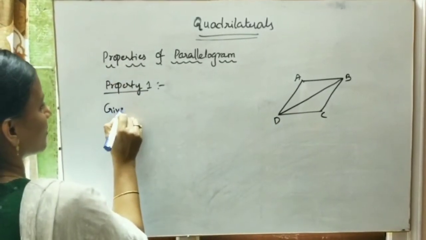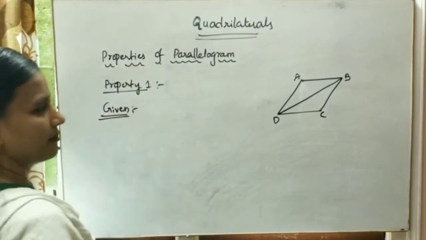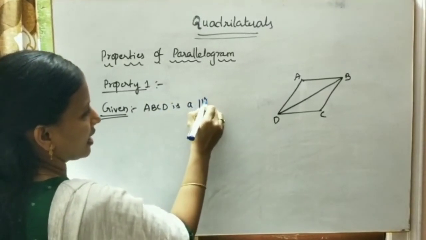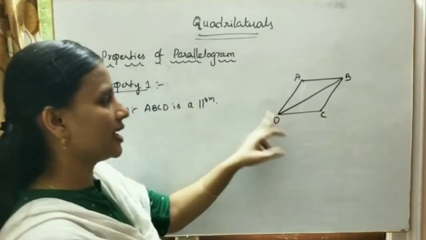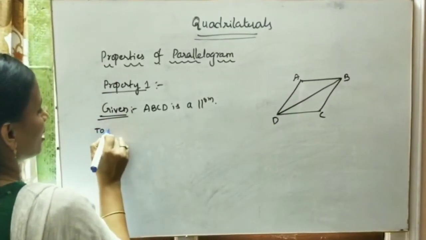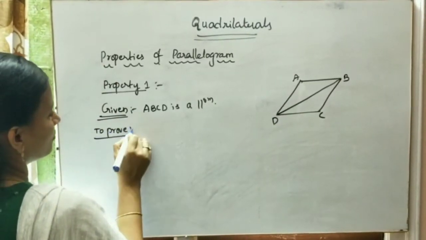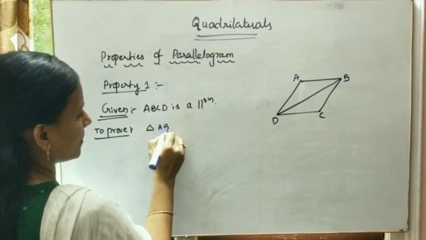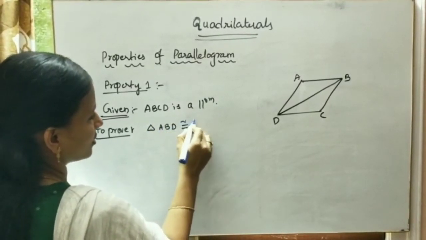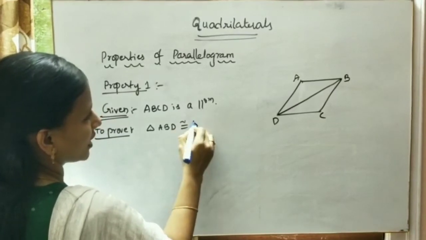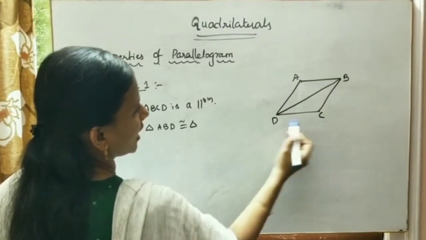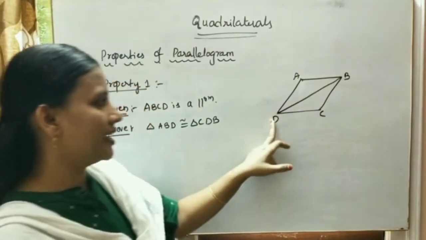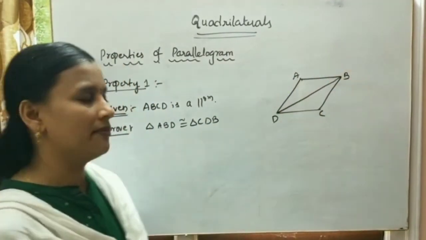So first of all, what is given? ABCD is a parallelogram. And what we have to prove? We have to prove triangle ABD is congruent to triangle CDB. We have to prove this.